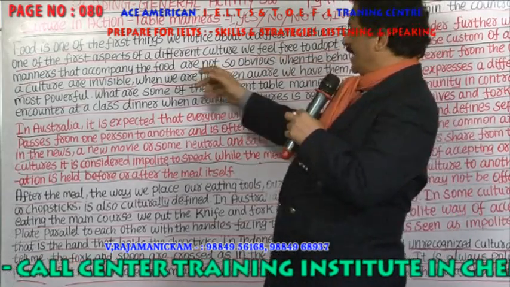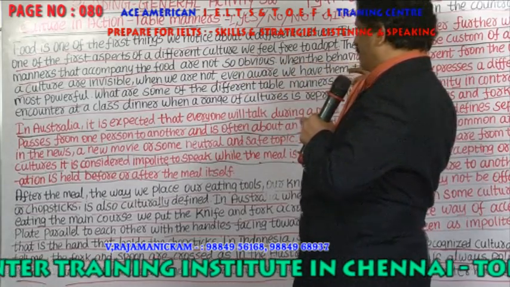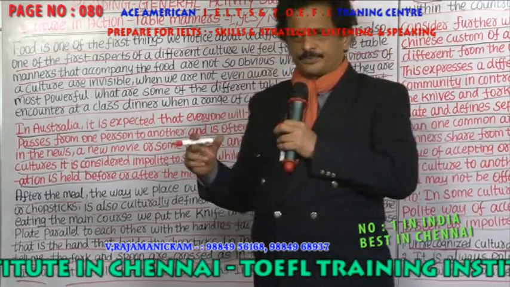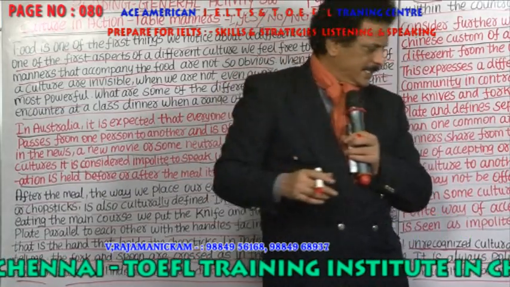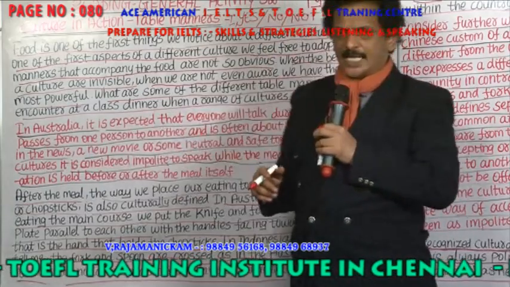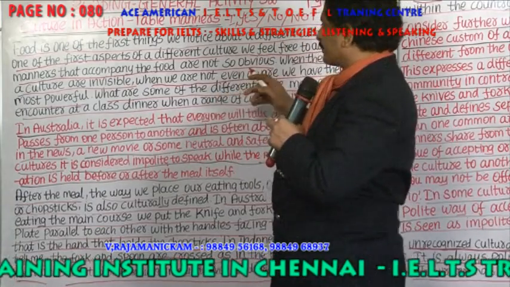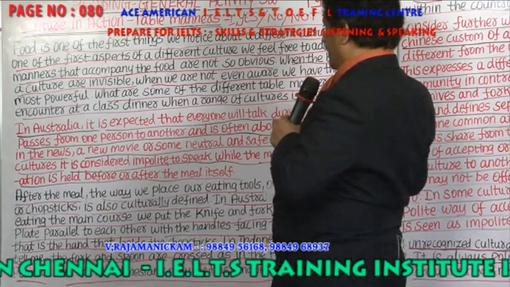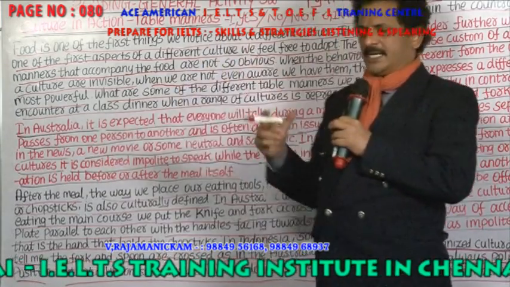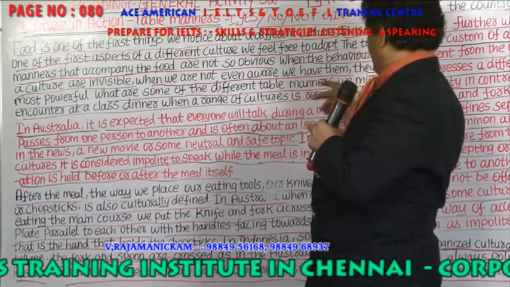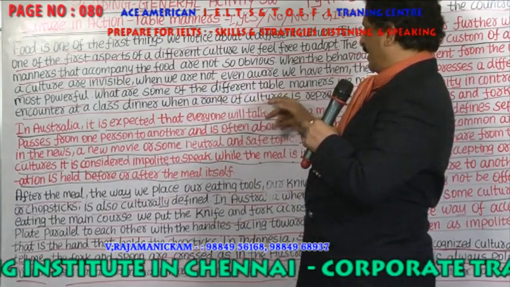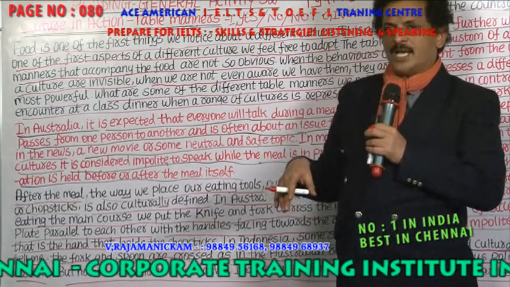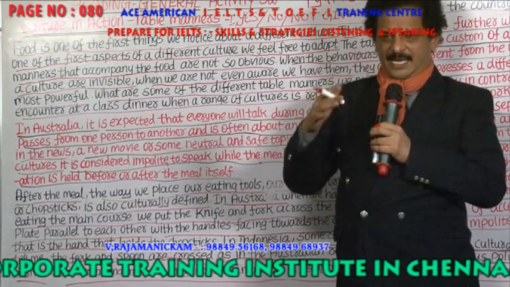The table manners that accompany the food are not so obvious when the behaviors of a culture are invisible. ஒரு கலாச்சாரம் அறிய முடியாத பொழுது, invisible, பார்க்க முடியாத பொழுது, when we are not even aware we have them, நமக்கு அது இருக்குன்னு தெரியாத பொழுது, they are most powerful. அவர்கள் மிக முக்கியமாக இருக்கிறது. Different table manners we might encounter at a class dinner when a range of culture is represented. பல கலாச்சாரத்துடைய மக்கள் ஒன்றாக கூடி இருக்கும் பொழுது அவர்கள் எப்படி உணவு சாப்பிடுகிறார்கள் அதில் நாம் வேறுபாடுகளை காண முடிகிறது.